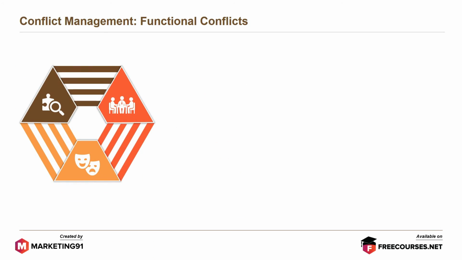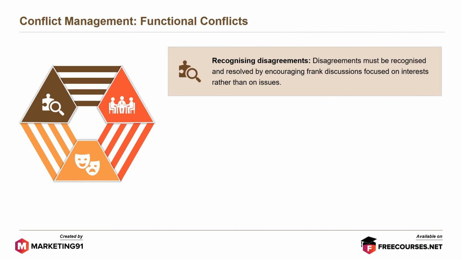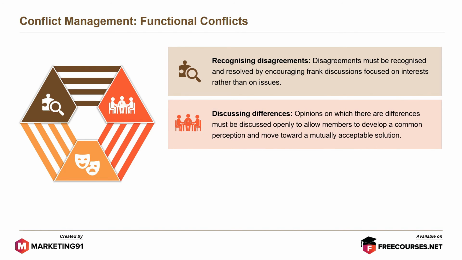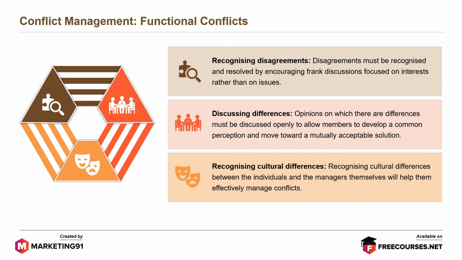Moving on, there are 3 ways of managing functional conflicts. The first way is by recognizing disagreements. Disagreements must be recognized and resolved by encouraging frank discussions focused on interest rather than on issues. Next is discussing differences. Opinions on which there are differences must be discussed openly to allow members to develop a common perception and move toward a mutually acceptable solution. The third way is by recognizing cultural differences. Recognizing cultural differences between the individuals and the managers themselves will help them effectively manage conflicts.